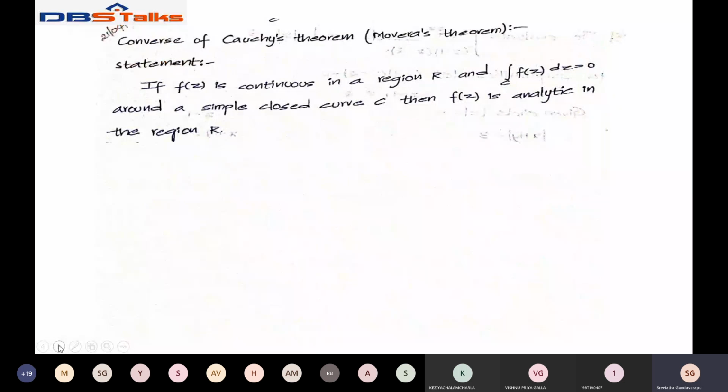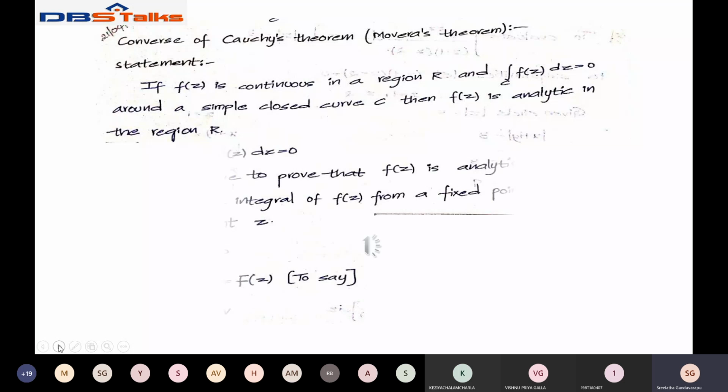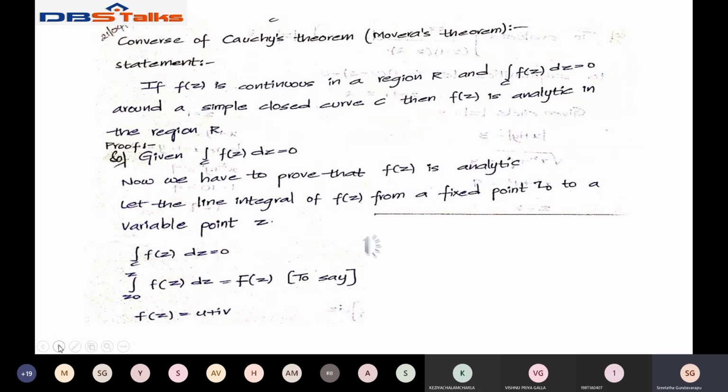Next theorem is the converse of Cauchy's theorem. This is also known as Morera's theorem. The statement is: if f of z is continuous in a region R and integral over C f of z dz is 0 around a simple closed curve C, then f of z is analytic in region R. In this statement, we are given integral over C f of z dz equal to 0. Now we have to prove that f of z is analytic.